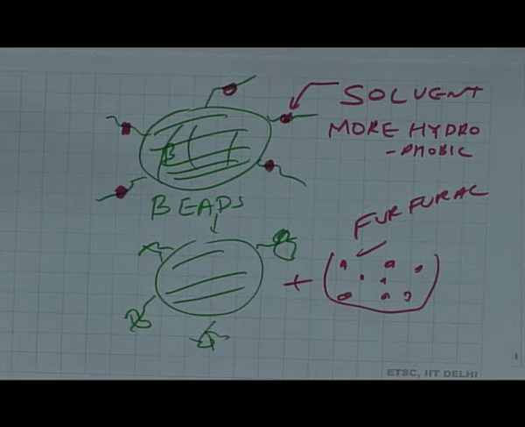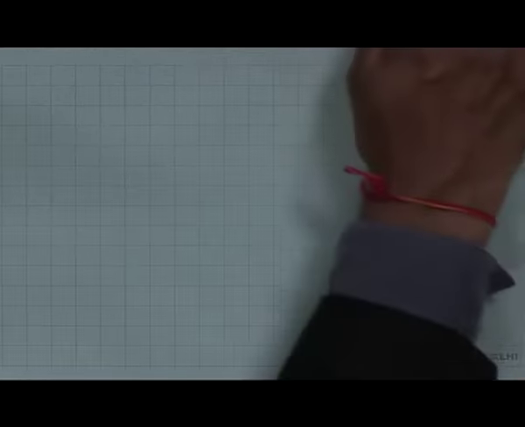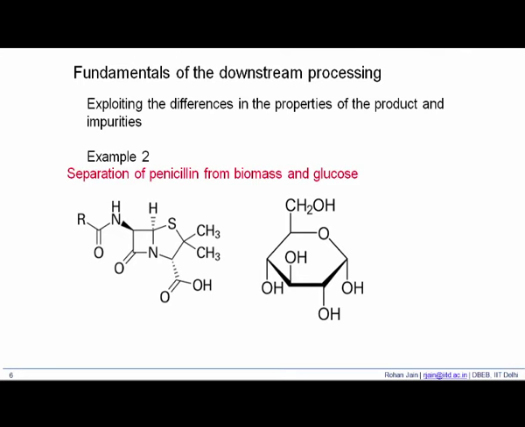What I have explained here is actually an adsorption process system. Okay. So, this is how you can exploit the difference in properties to separate glutamic acid and furfural. Okay. Let us look at another example. Now, you want to separate penicillin from biomass and glucose. Okay. How can you do it? So, let us first look at penicillin separation from biomass.